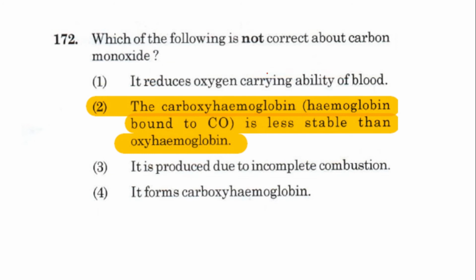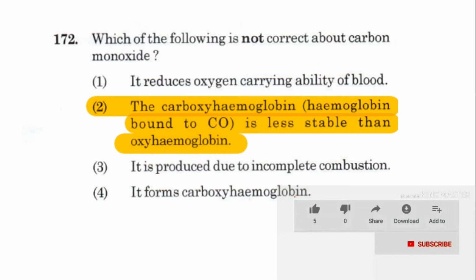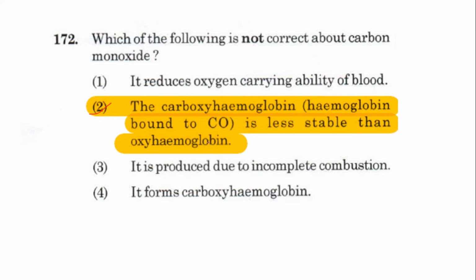Next, which of the following is not correct about carbon monoxide? It reduces oxygen carrying ability of blood, also correct. It is produced by incomplete combustion. It forms carboxyhemoglobin, also correct. The second option, the carboxyhemoglobin is less stable than oxyhemoglobin, it's wrong. Actually, the carboxyhemoglobin is more stable than oxyhemoglobin. Okay, 50 times more stable than oxyhemoglobin.